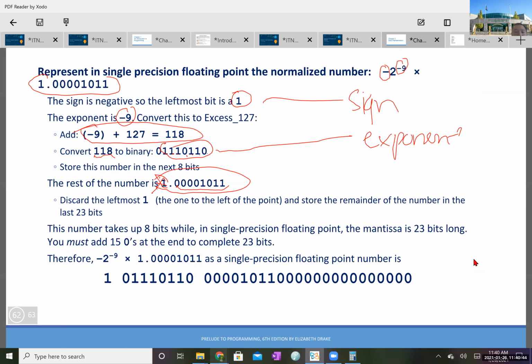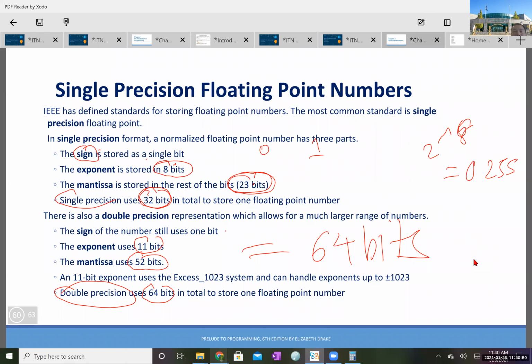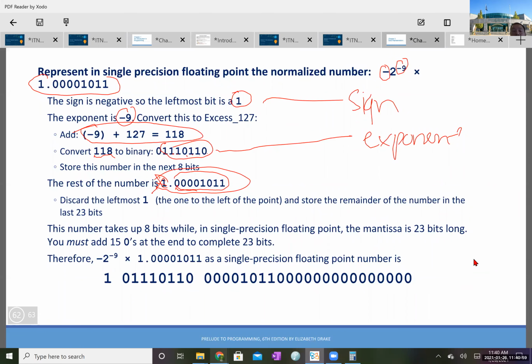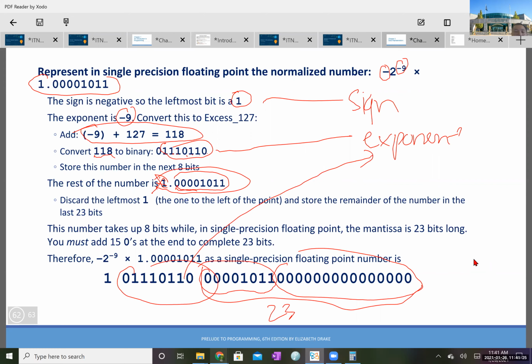But if you're working with single precision, you need 23 bits for this one, and this one only has 8 bits. So in the case of fewer than 23 bits, you have to make it up to 23 bits by adding zeros to the right. Remember, this time you add to the right, not the left. This one here is the mantissa, and you add all of the zeros to the right to make it up to 23. This one is the exponent, and this one is the sign.